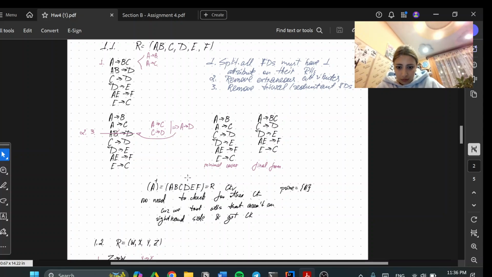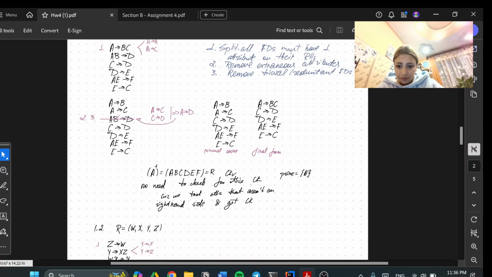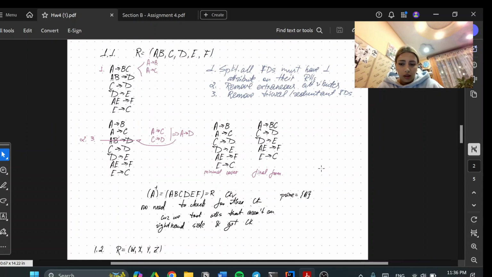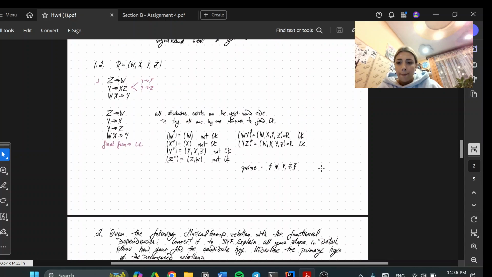And that's it. We got the R, so it's the candidate key. No need to check for other candidate keys because we took attributes that aren't on the right hand side and got the candidate key. And the only attribute that wasn't on the right hand side was A. So the prime is A. The exercise didn't want me to find the prime, but I wrote it anyway.